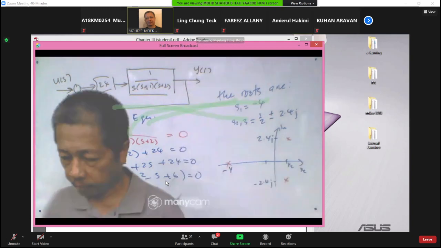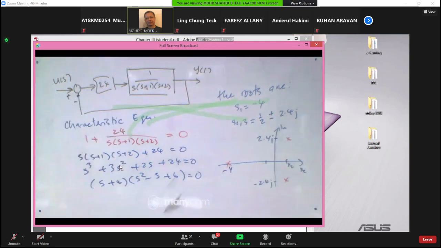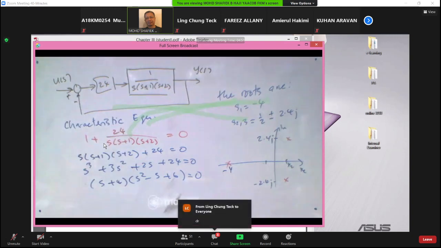Okay, so now you obtain the characteristic equation, which is 1 plus GH equals 0. And it turns out it is a third order polynomial. Plus and minus 2.4j, that's correct.